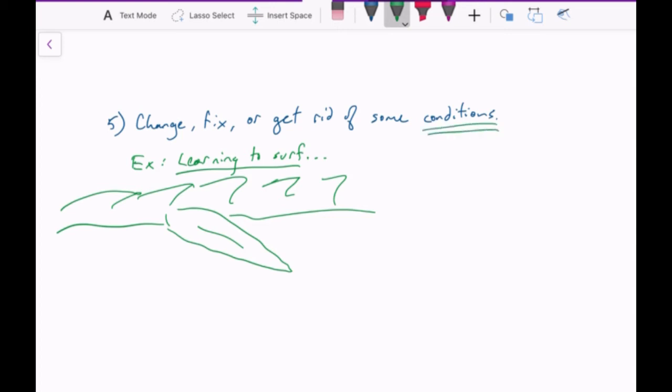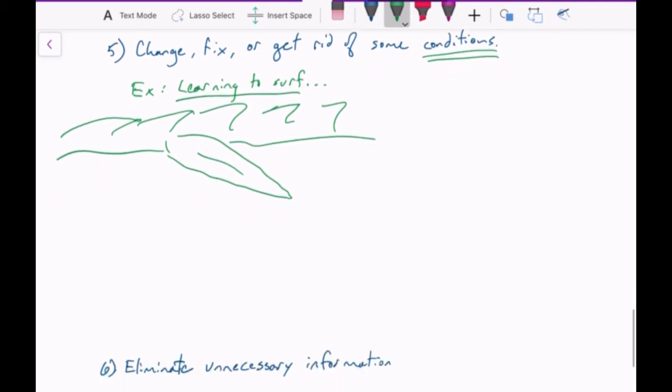So in other words, you're getting rid of the condition of the water as you're learning how to surf. You can start by getting rid of some conditions and then slowly add back conditions as you get a handle on what the problem's doing.